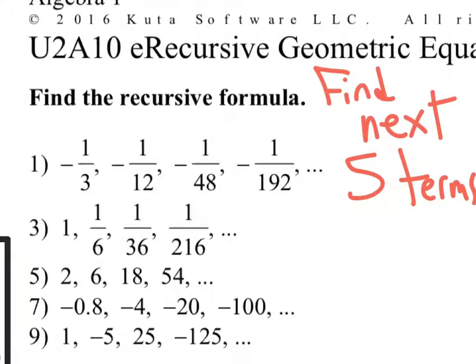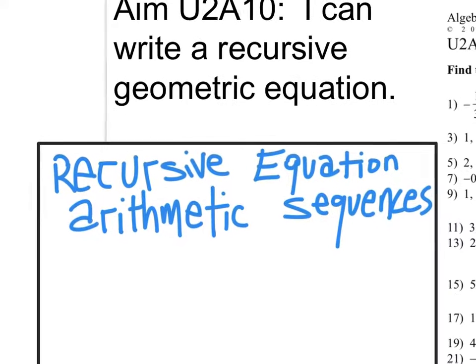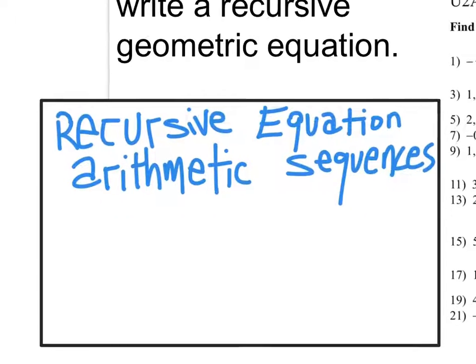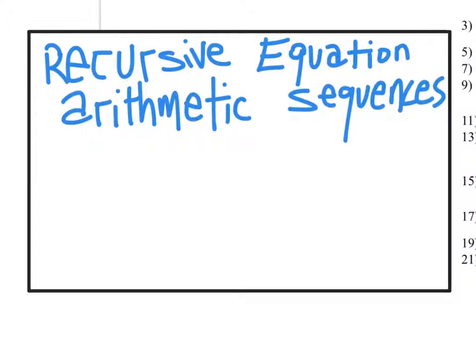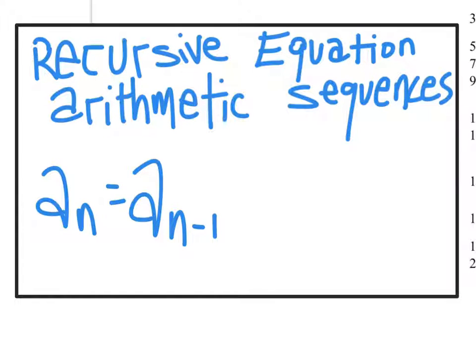This is going to make a little bit more sense momentarily. First, however, let's do a little bit of a review. So today we're learning about recursive geometric equations. In our last class, we talked about recursive equations for arithmetic sequences. And what is the formula, the equation for an arithmetic sequence? It is, of course, a sub n equals a sub n minus 1 plus d, plus the difference.